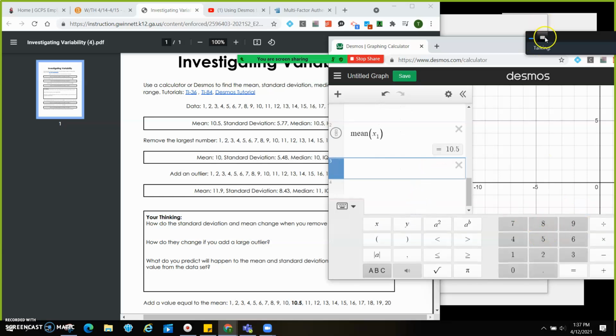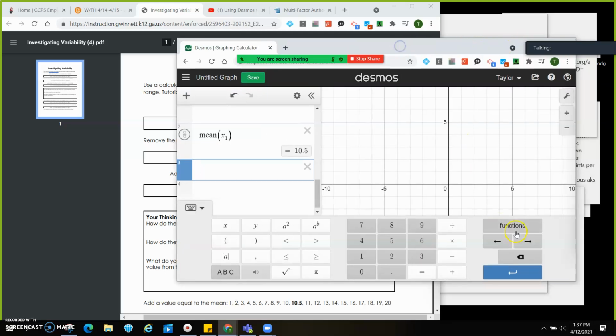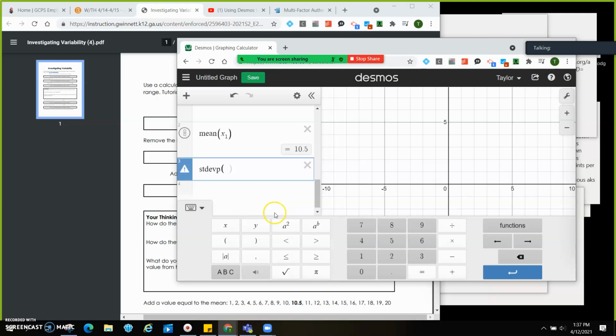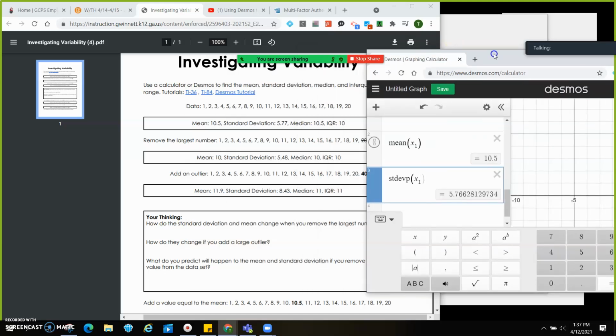So you can come in here, go to functions, standard deviation, X sub 1. And then you always want to check and make sure that that's what they got, which they rounded up. They put 5.77. Okay.